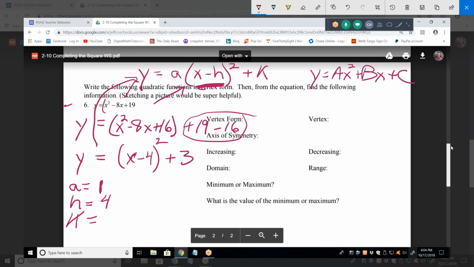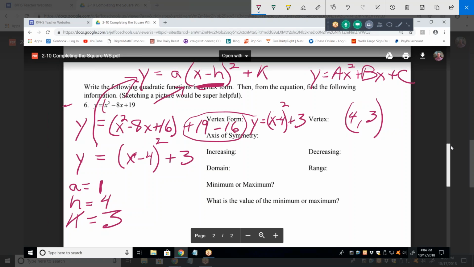K is 3. H and K are your x and y coordinates of the vertex. So 4, 3. There's the vertex. The vertex format is y equals x minus 4 quantity squared plus 3.